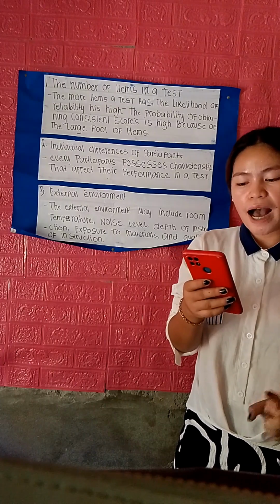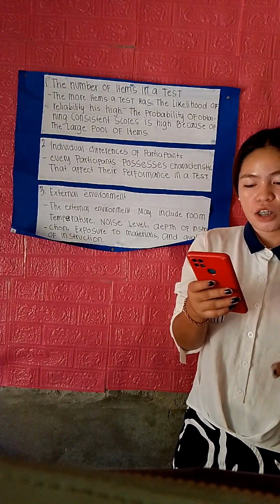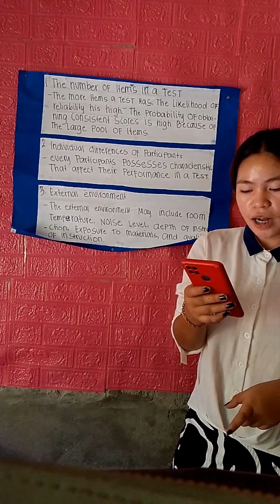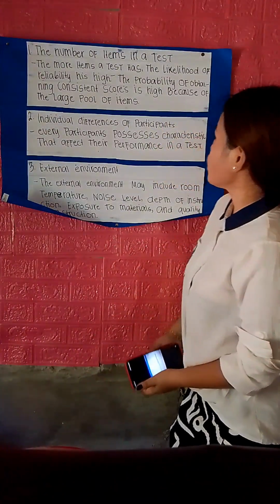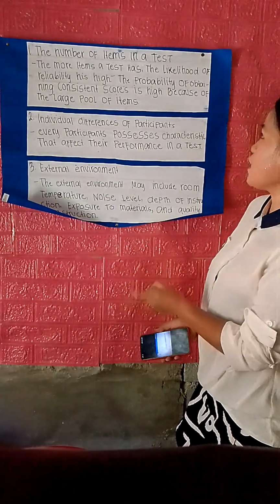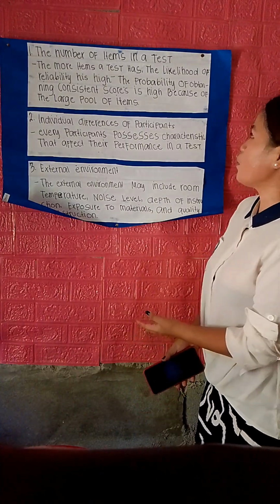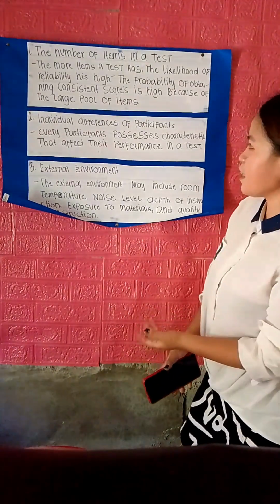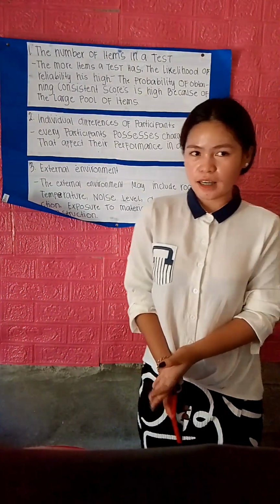It's a measure of how well tests or survey items correlate with each other and measure the same construct. Number 1 is the number of items. The more items a test has, the higher the likelihood of reliability. The probability of obtaining a consistent score is high because of the large pool of items.